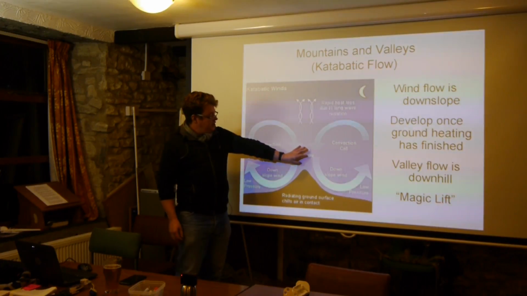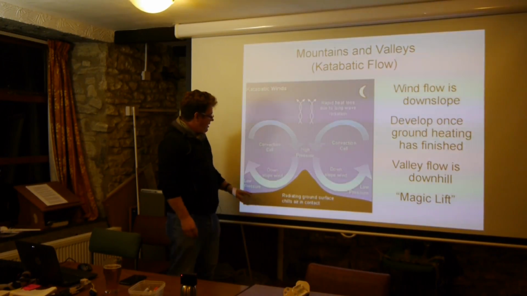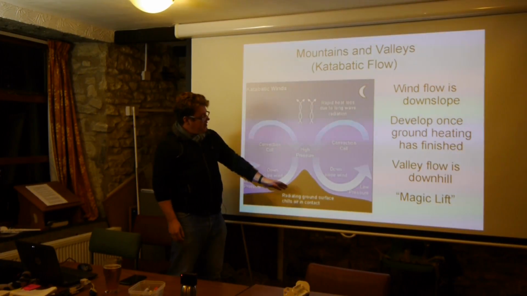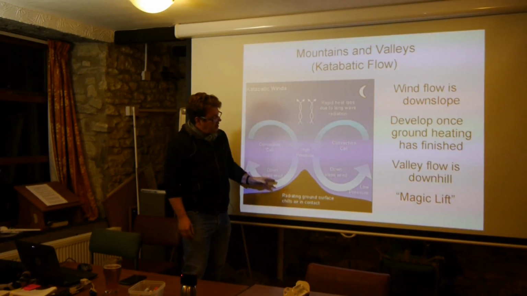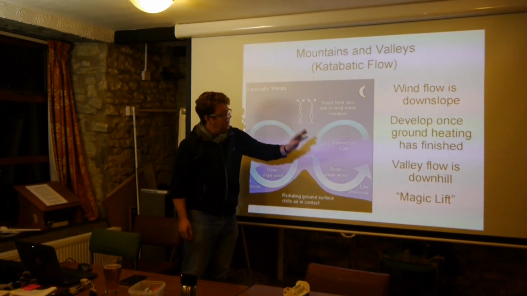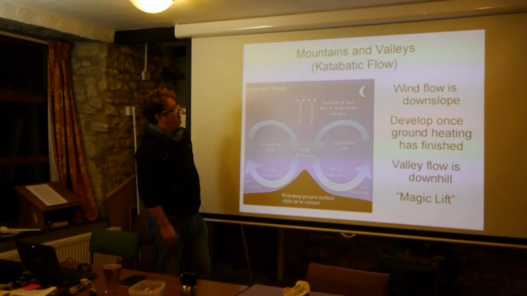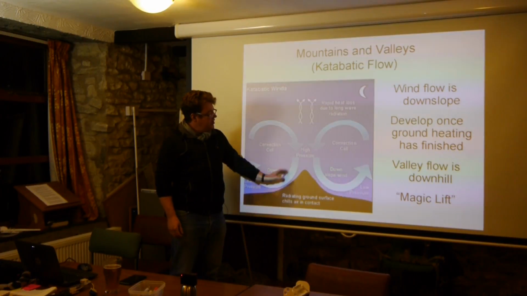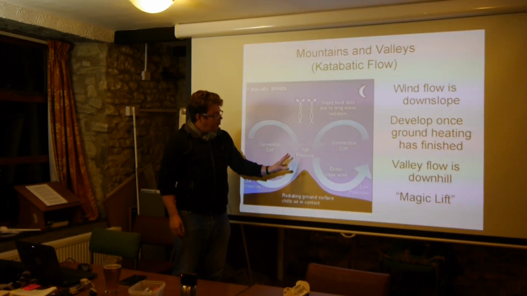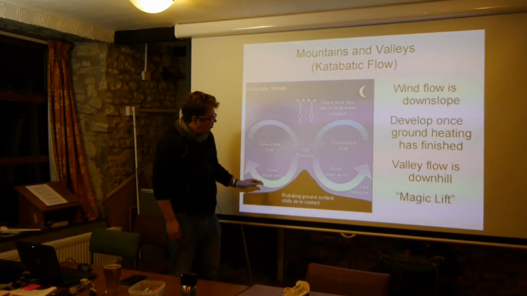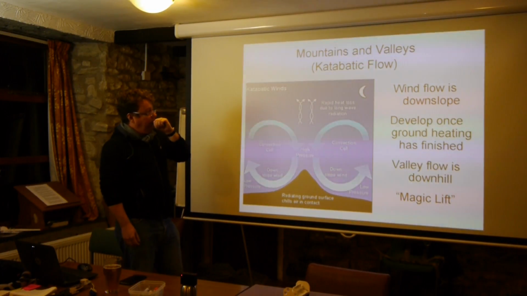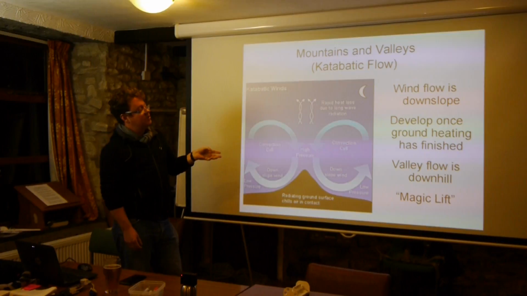You have high pressure above the mountain peak and low pressure in the valleys. And this radiation cooling is driving the downslope flow, because the air is cooled by contact with the mountainside. As it's cooled, it gets denser, so it falls down the mountain. The wind flow is downslope.